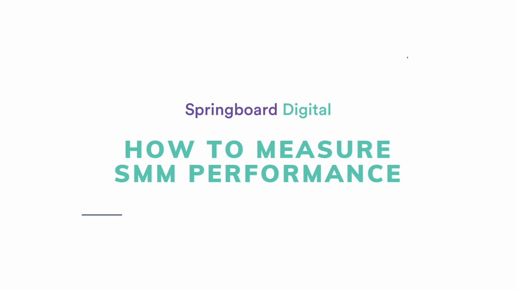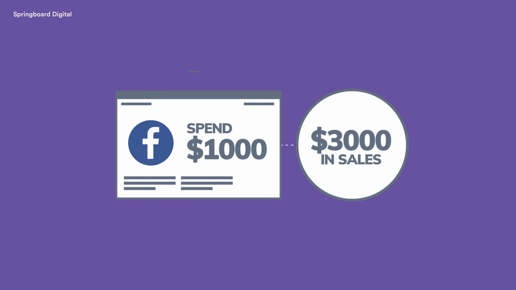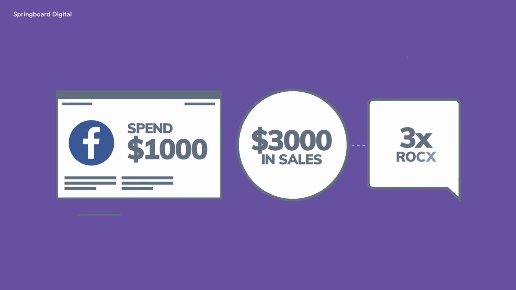How to measure social media marketing performance? You can measure it in a number of ways, but the most commonly used method is return on ad spend, or ROAS. So if you spend $1,000 on Facebook ads and make $3,000 in sales, you have a 3 times ROAS. Now, while that's the most common way, it's arguably not the best way.